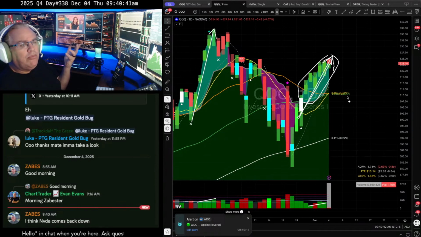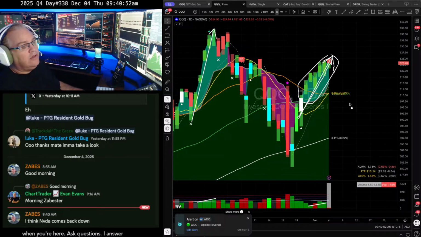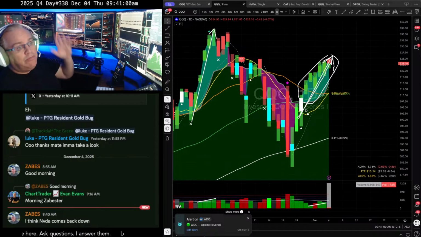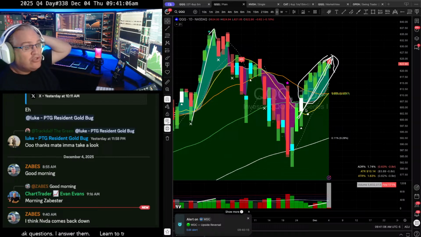So if going up is a pullback, then what does that mean? What's it a pullback in? How is going up a pullback? Well, it's a pullback in a downtrend. So in downtrends, upward moves are low volume because they're pullbacks in downtrends.